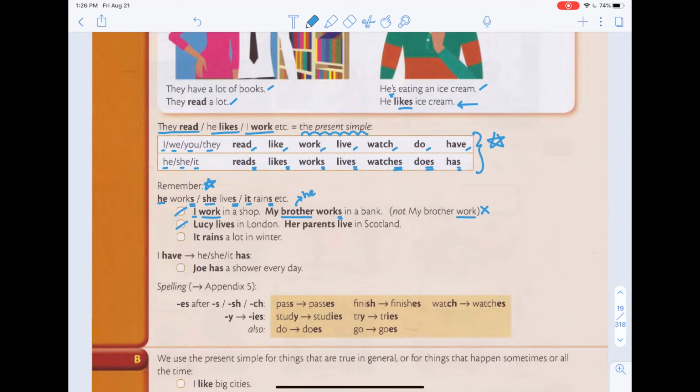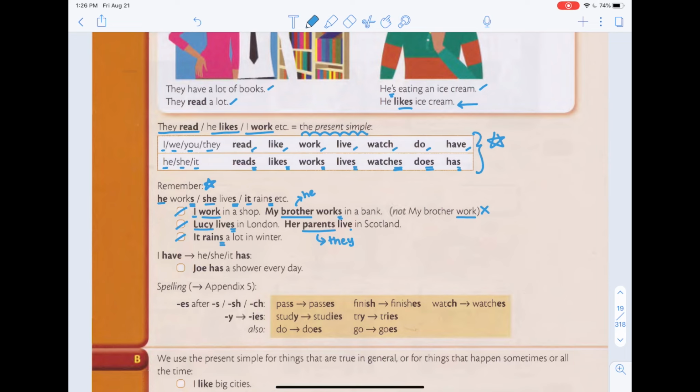Next, Lucy. So in Lucy, what are you using? Lucy is she. So Lucy lives in London. Her parents are talking about two people. Two people, this would be they, right? So if you're using they, what do you use? The simple one. Her parents live in Scotland. Next, it rains a lot in winter. All right, because you're using the word it, you will use rains.